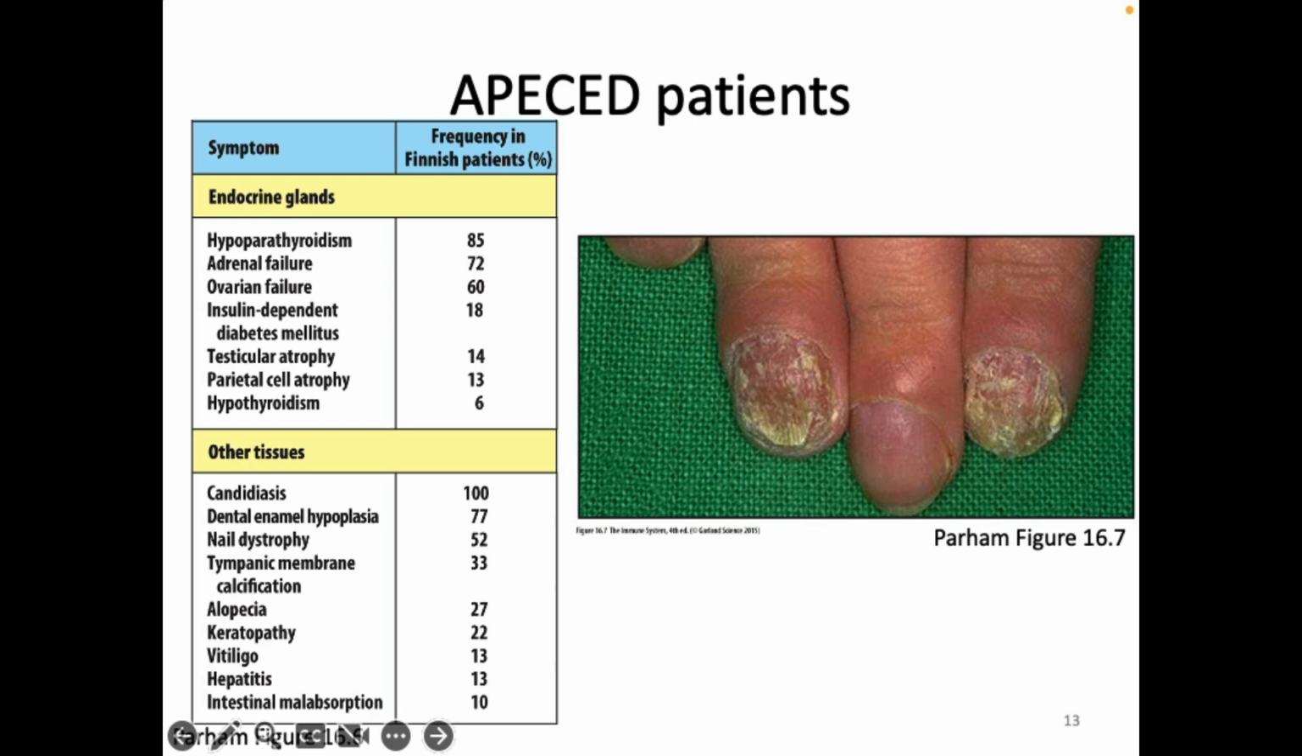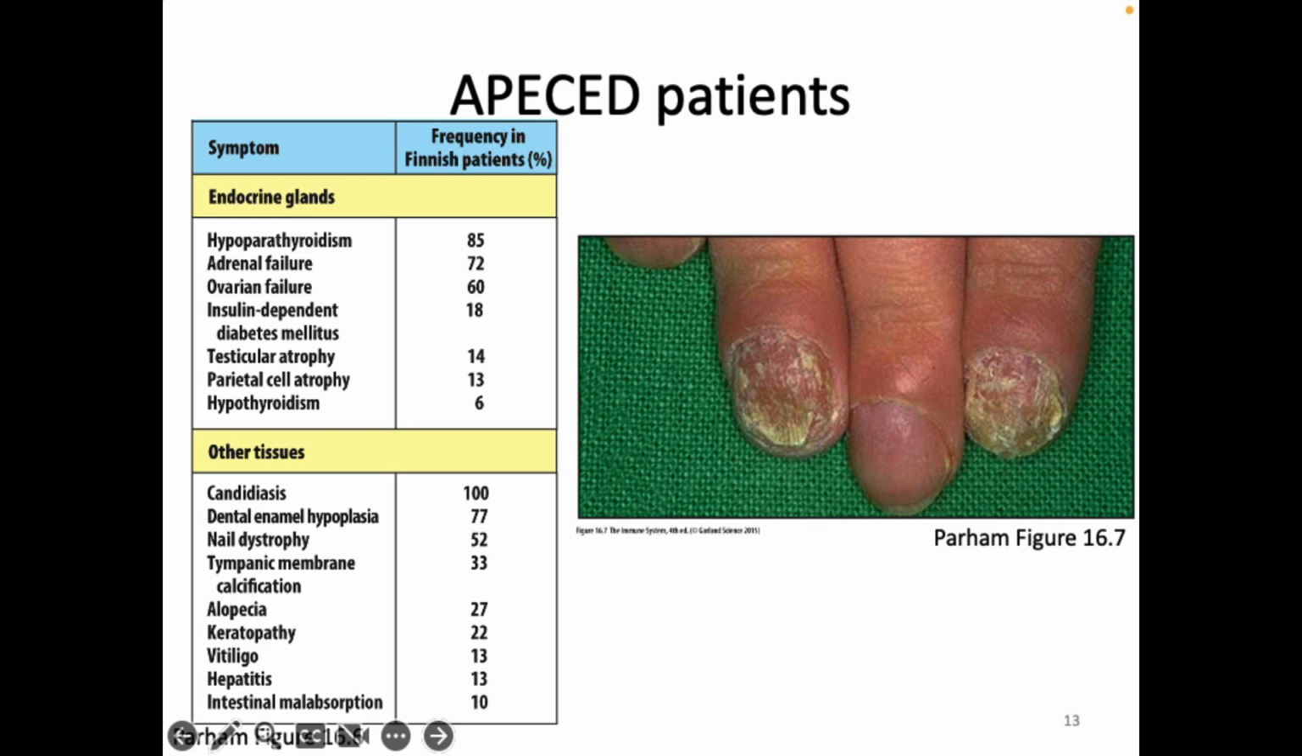No, you do not have to write it down. APECED stands for autoimmune polyendocrinopathy and candidiasis ectodermal dystrophy. And that is a list of all of the different diseases that these patients tend to have.